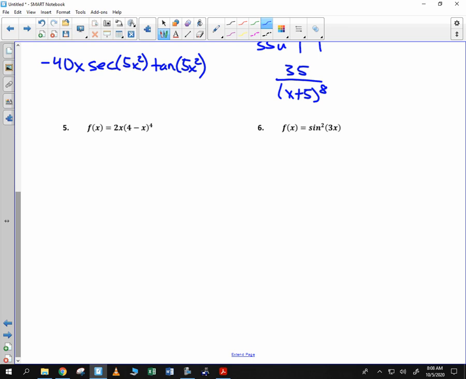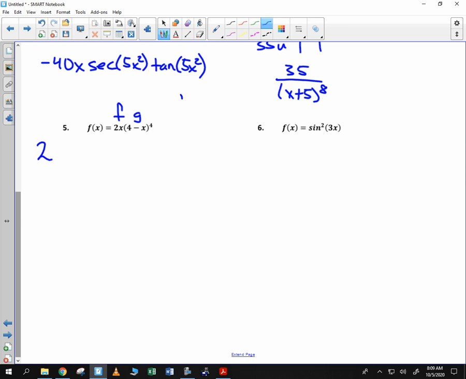So those should hopefully be review problems for you, hopefully ones that you've seen before. What we have now is f of x is 2x times 4 minus x raised to the fourth. This involves both the product rule as well as the chain rule. If you notice, we're going to have f and g. The derivative of f is 2.